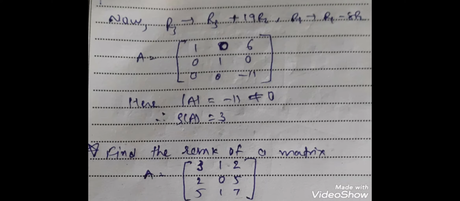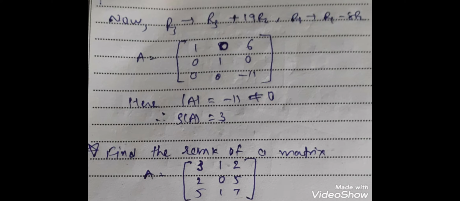To find the rank for this matrix, we find the determinant of this matrix. So we keep all the entries in the determinant form and then we expand it. So here we take the expansion, then it is 3 into 0 minus 5, that is -15, minus 1 into 2 times 7 is 14 minus 25, plus 2 into 2, that is 4.